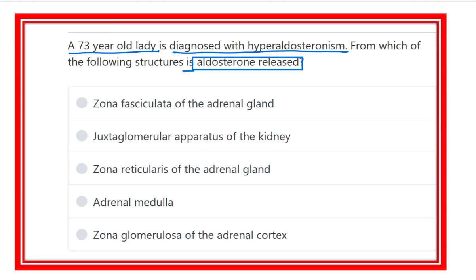Here are the options: zona fasciculata of the adrenal gland, juxtaglomerular apparatus of the kidney, zona reticularis of the adrenal gland, adrenal medulla, and zona glomerulosa of the adrenal gland.